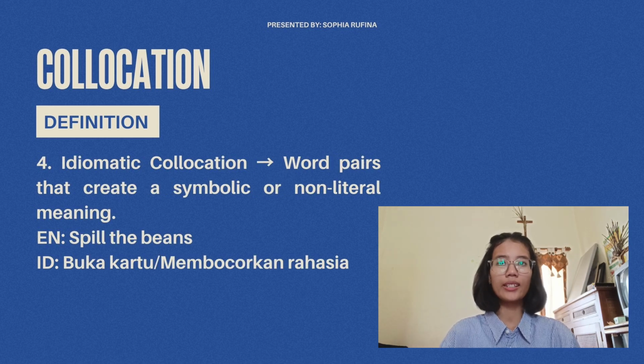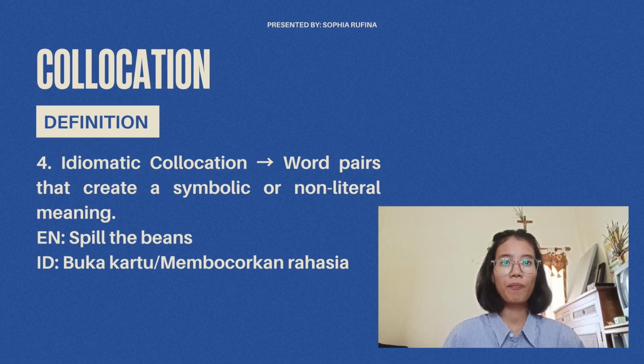Number 4 is idiomatic collocation. These are word pairs that create a symbolic or non-literal meaning. For example, the English phrase "spill the beans" doesn't talk about actual beans. The true meaning in Indonesian is buka kartu or membocorkan rahasia.